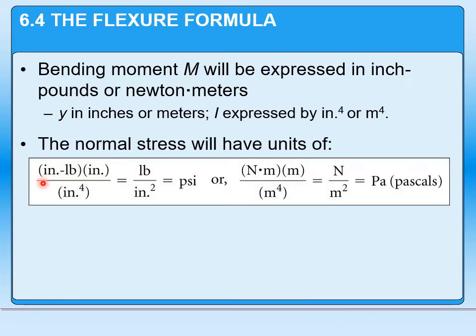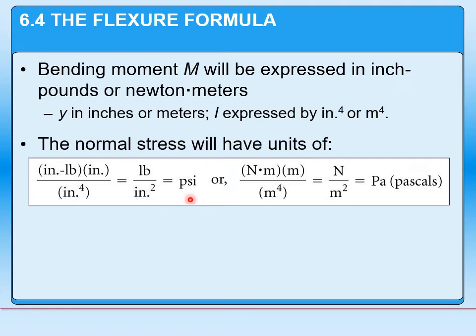As a result, if we take a look at our normal stress, remember it's moment times y divided by I, so inch pounds times inch divided by inches to the fourth. That gives us pounds per inch squared, or PSI, right? That's our correct unit for stress.